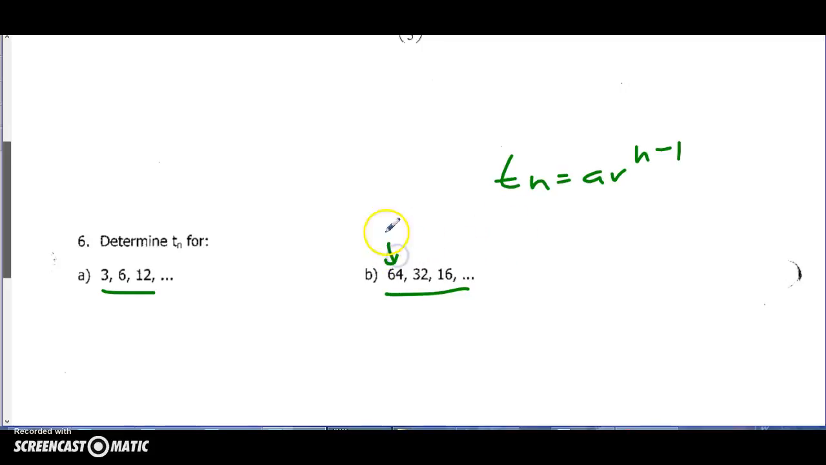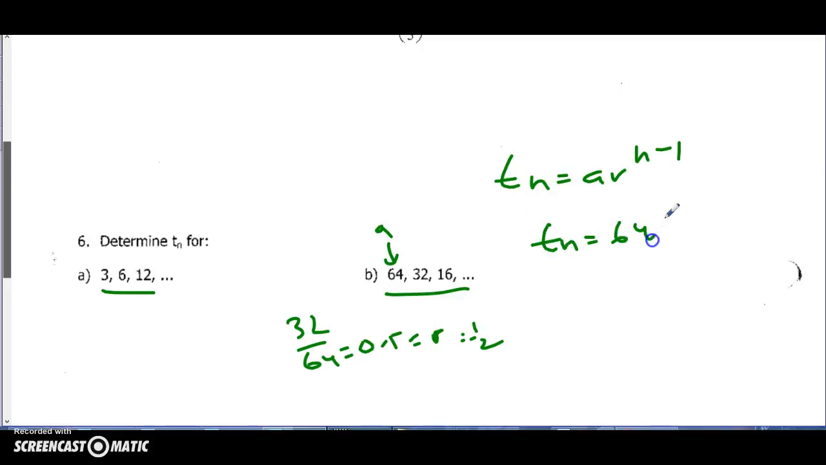So A is my first term, 64. To get this, it looks like I'm dividing. Don't divide, multiply by a fraction. 32 divided by 64 is a half, 0.5 or a half. So my multiple, or my rate, R, is equal to 0.5 or a half, up to you how you want to write that out. So Tn is equal to A, which is 64, times 1/2 to the n minus 1, which is kind of done.